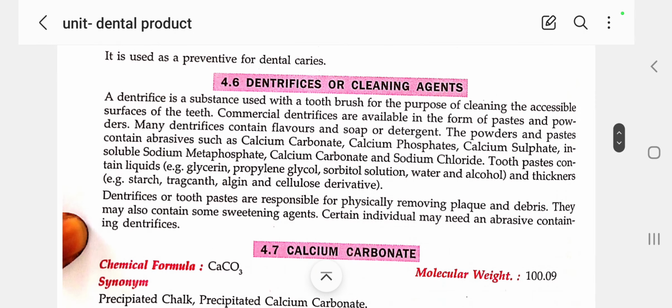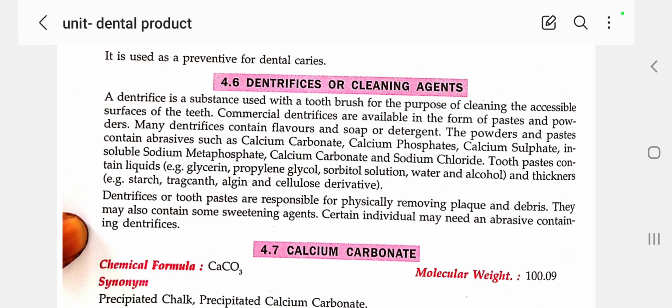Next we'll see about dentifrices, or cleansing agents, or cleaning agents, that I already told you. Dentifrices are what we use to clean our teeth with the help of a brush, in formulations like toothpaste or tooth powder. That's nothing but a cleaning agent, or we may call it a dentifrice. It's a medical term. A dentifrice is a substance used with your toothbrush for the purpose of cleaning the accessible surface of the teeth.